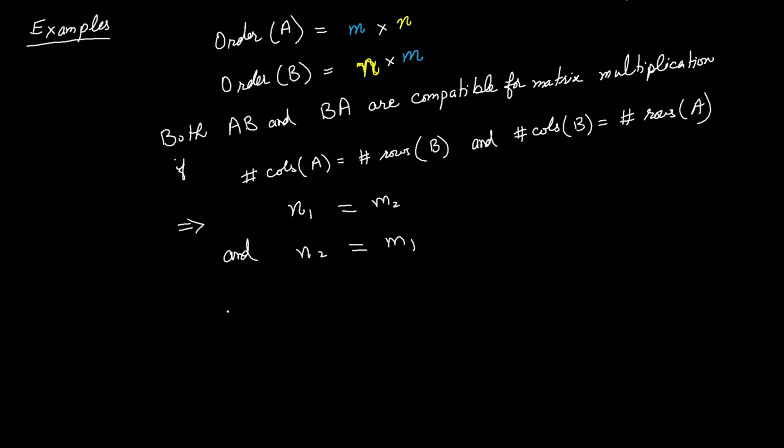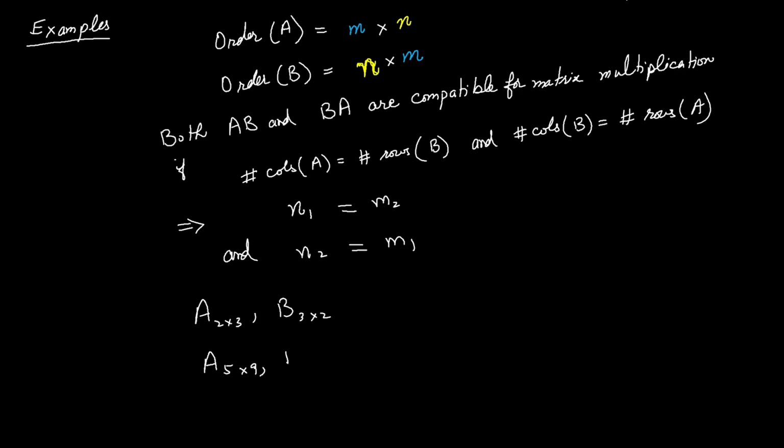From this we see that both AB and BA are compatible for matrix multiplication if one matrix has the order of M cross N and the other matrix has order of N cross M. For example, A has 2 rows and 3 columns and B has 3 rows and 2 columns. In this case, both AB and BA are compatible for matrix multiplication.